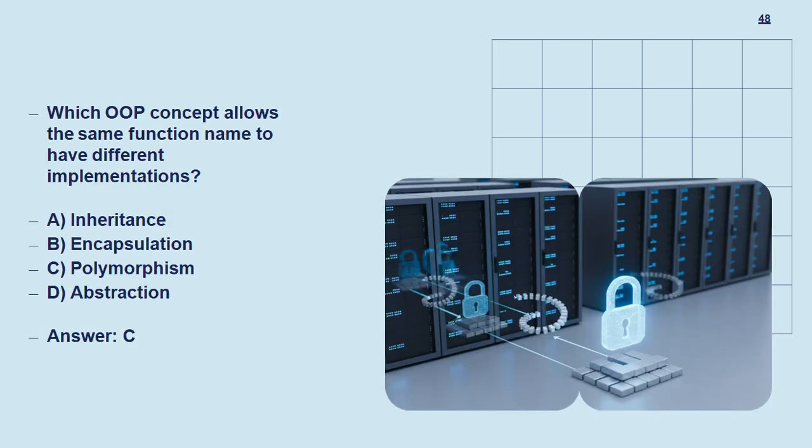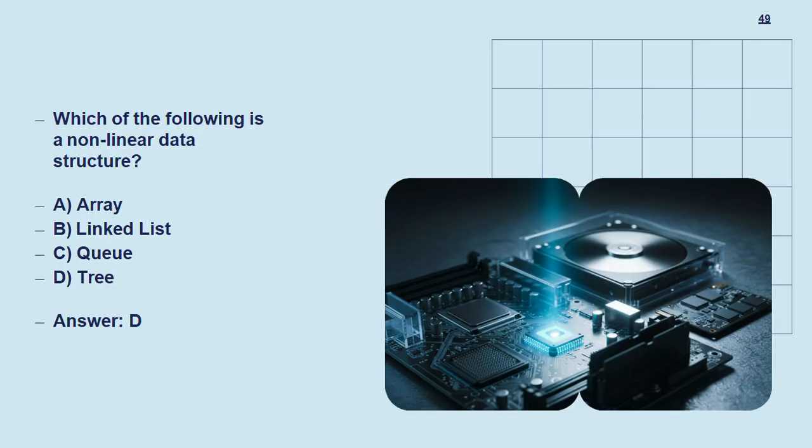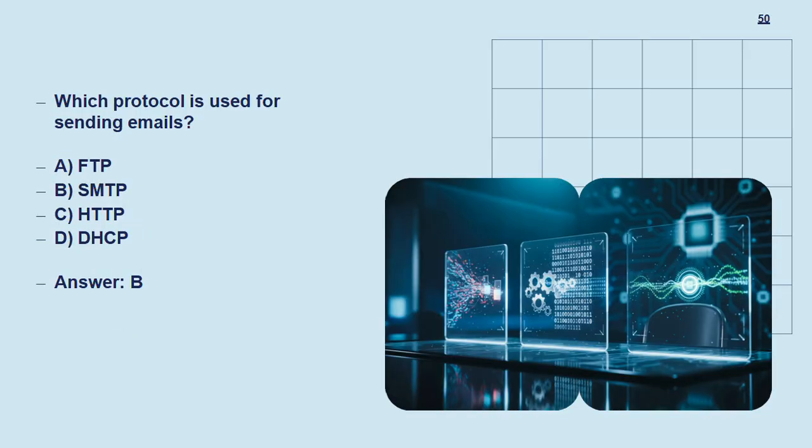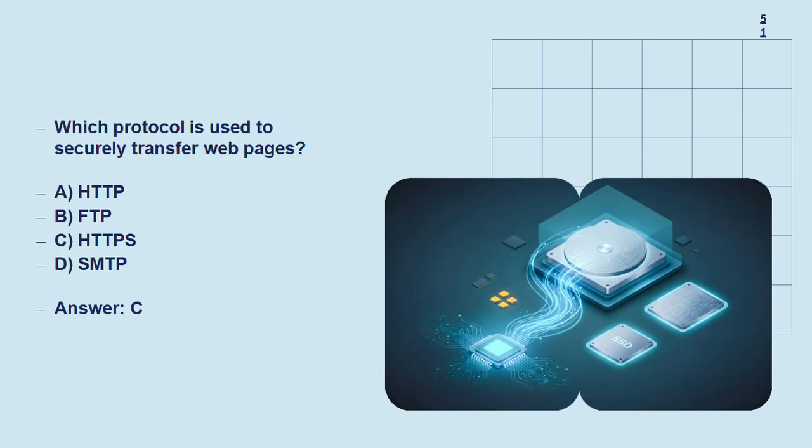Next question is, which OOP concept allows the same function name to have a different implementation? So the correct answer here is polymorphism, which means more than one form. And our next question is, which of the following is a non-linear data structure? So tree is the non-linear data structure. Next question is, which protocol is used for sending emails? So SMTP is used for sending mails. Next question is, which protocol is used to securely transfer web pages? So for securely transferring web pages, we use HTTPS.